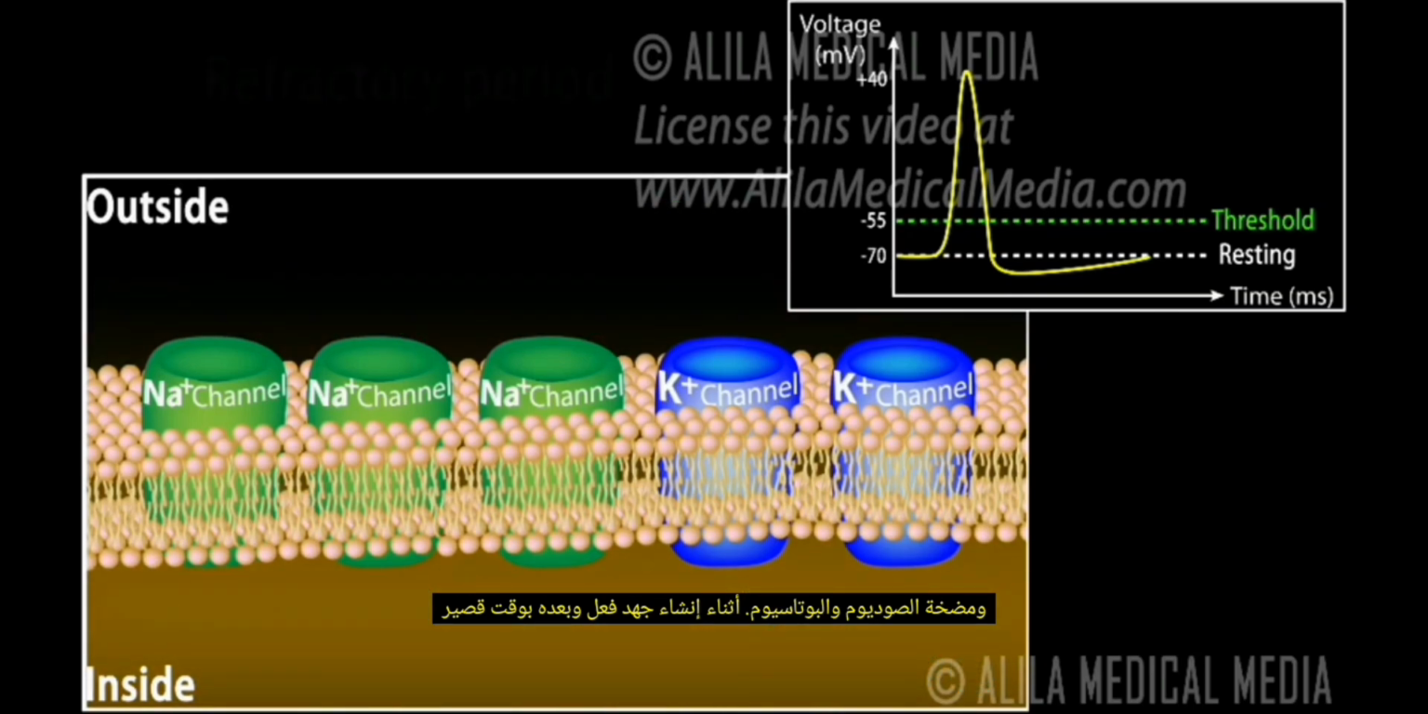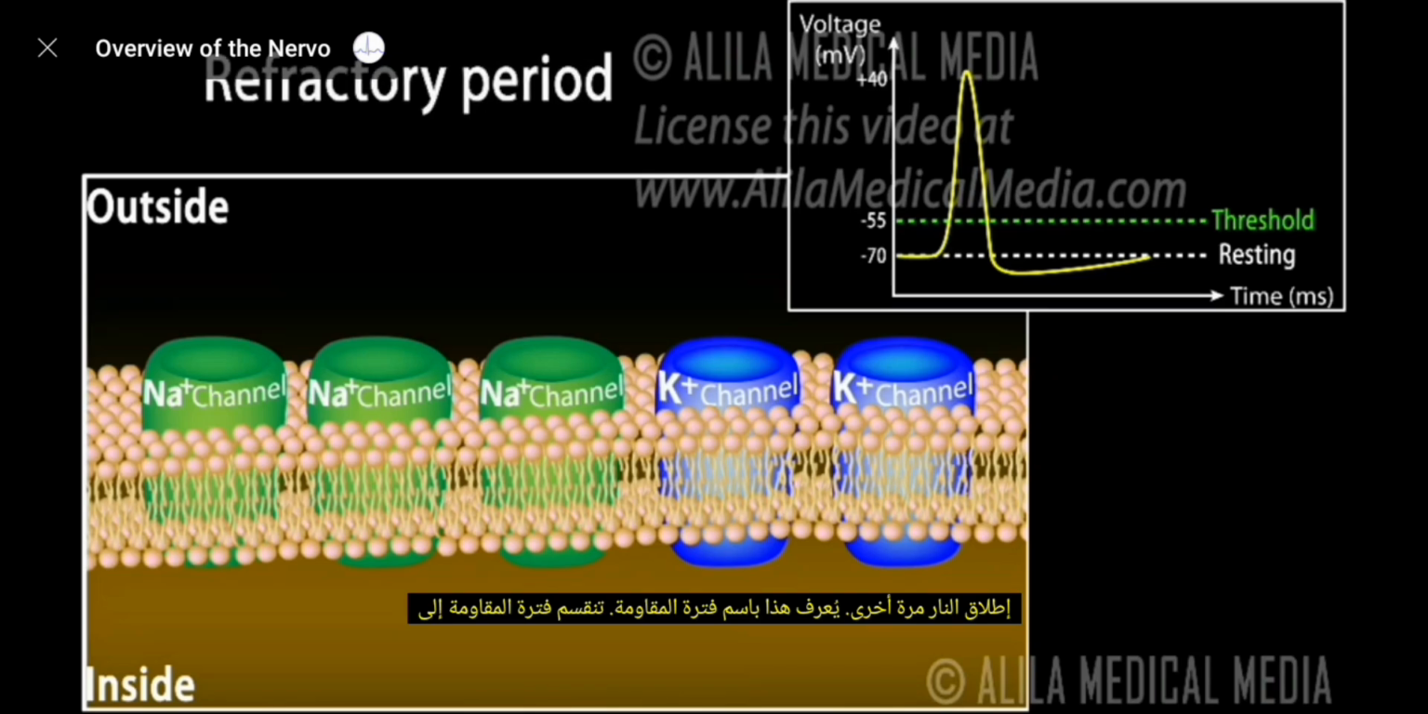During and shortly after an action potential is generated, it is impossible or very difficult to stimulate that part of the membrane to fire again. This is known as the refractory period. The refractory period is divided into absolute refractory and relative refractory.